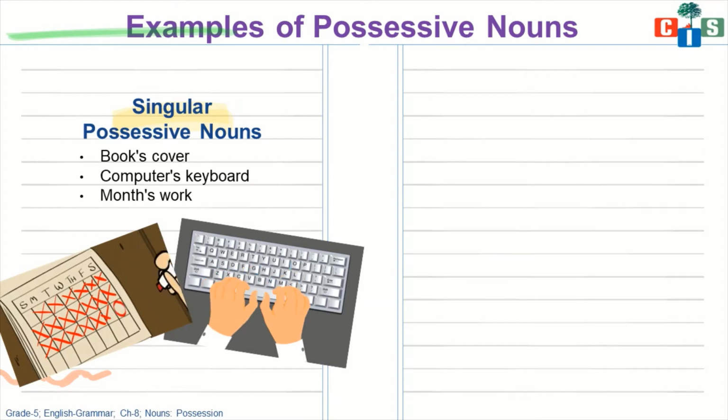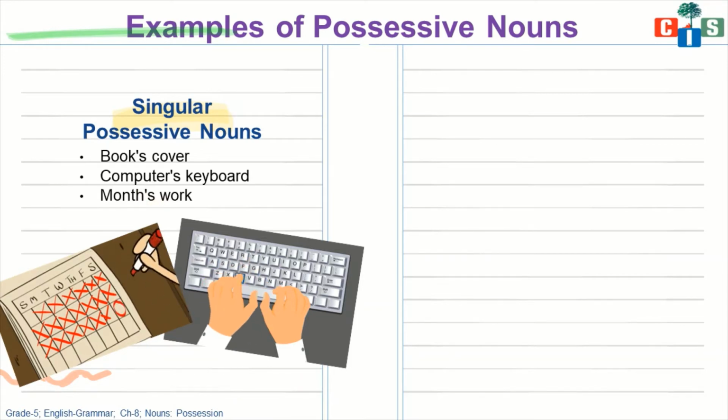Month's work means I am talking about one month. Any month it can be, but only one month. So in month's work, this S is telling the belongingness of this month. Whatever work I have, that work is of this month. So month is singular here. To make it possessive, I added apostrophe and S.